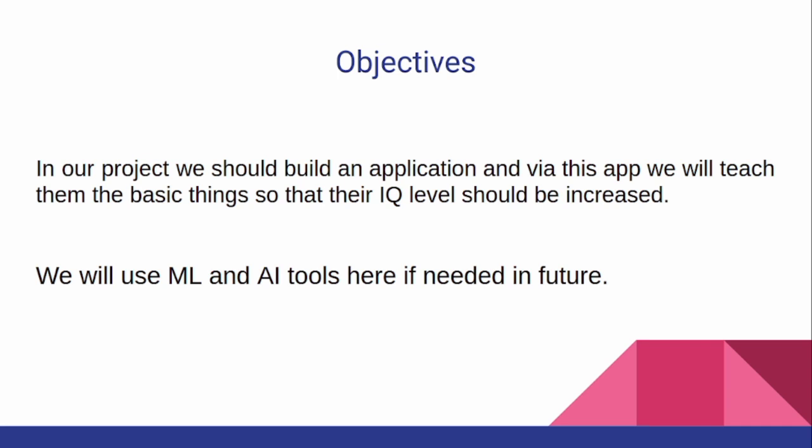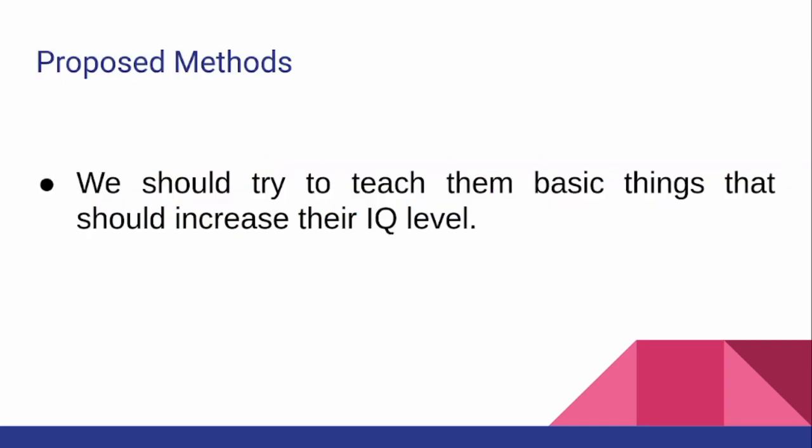The main objective of our project is to build an application, and via this application we will teach the children the basic things so that their IQ level should increase. Basic things means symbols about weather, birds, fruits, etc. We will use machine learning and artificial intelligence tools here in future. Via our project, we will try to teach them basic things that should increase their IQ level.